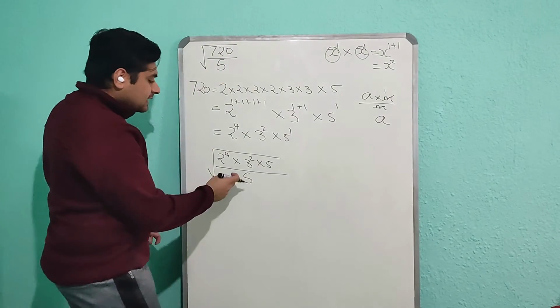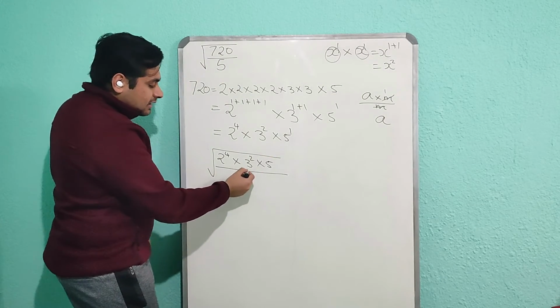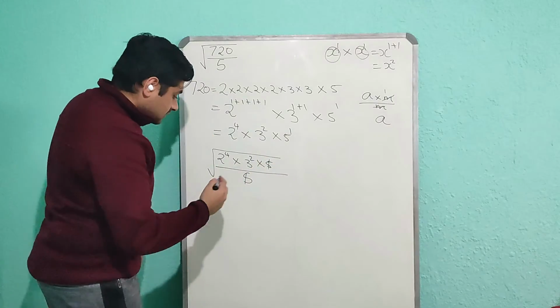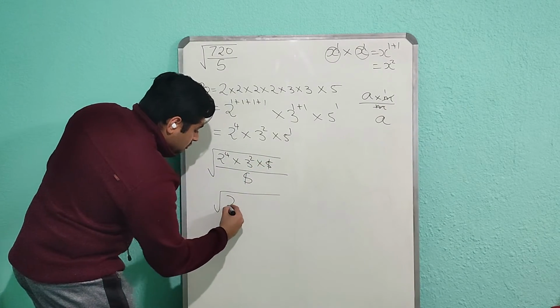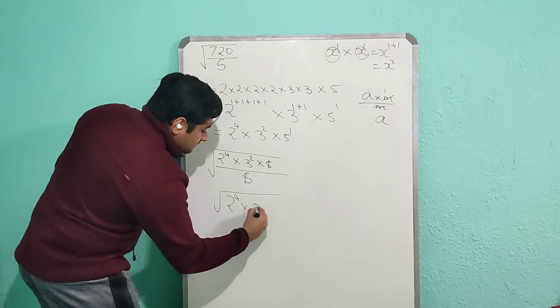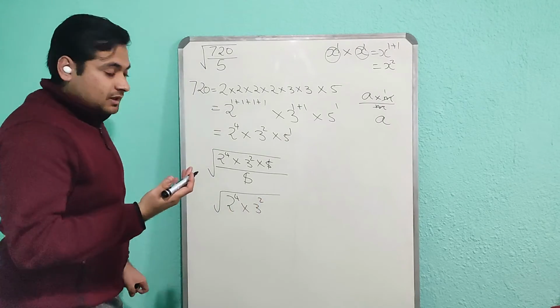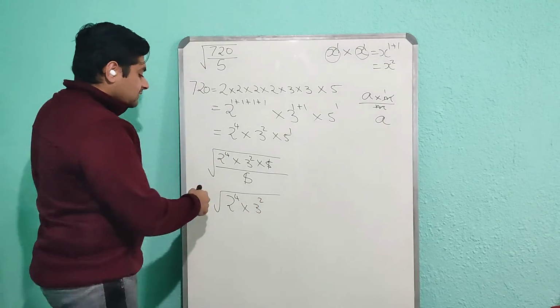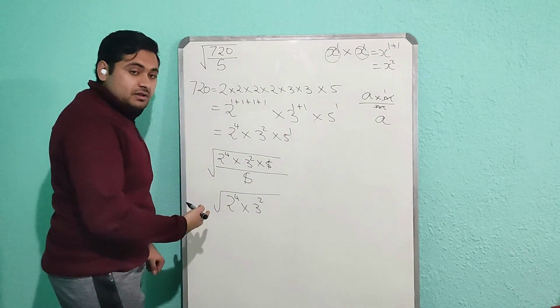So we can do the same here. We can see 5 and 5 we are multiplying. So we'll simply cancel the 5 out. Then we'll be remaining with 2 to the power of 4 times 3 to the power of 2, right? So now what's the next move? Next move, we have a square root. So we need to open the square root, right?